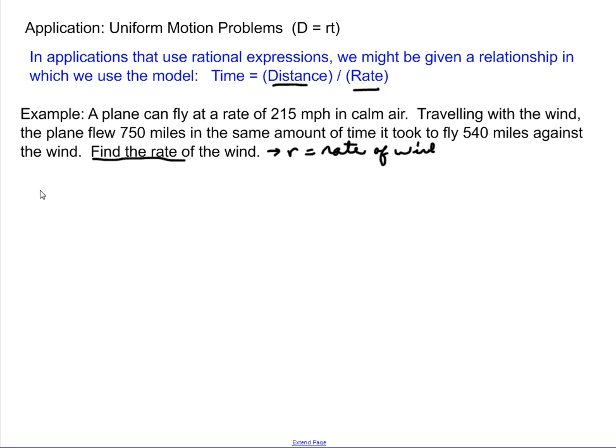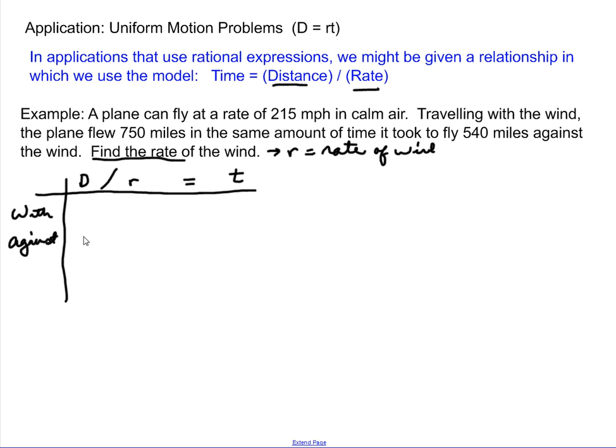Okay, so we're going to set up a little table right here, and this should be familiar to those of you who remember this from chapters 2 and 4. This time we're going to have distance, rate, and time, but in this case the relationship that we want is the one that divides distance over rate. We have two parts of our trip: a flight with the wind, and a flight against the wind.